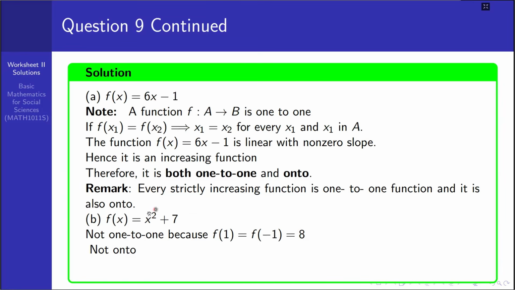So what is the range of this one? Because x squared is always 0 or positive, f of x is greater than or equal to 7, but the codomain is the set of real numbers, so the codomain and the range of this function are not the same, so the function is not an onto function. Because the range is 7 to positive infinity, which is different from the codomain of the given function, that is simply R, the function is neither one-to-one nor onto. It is neither.